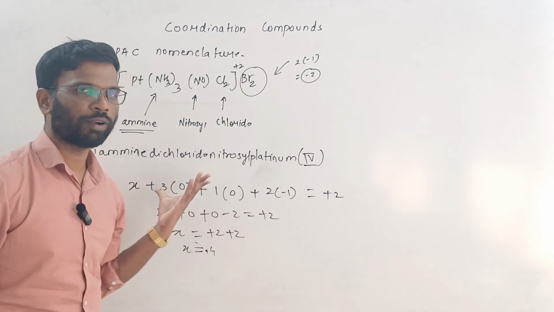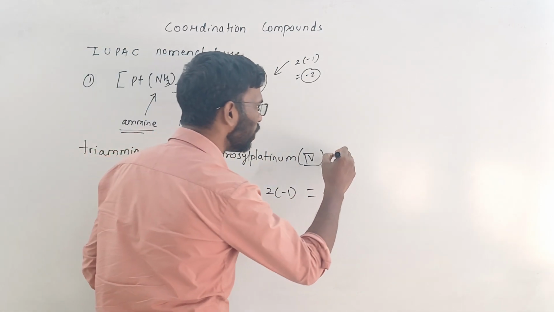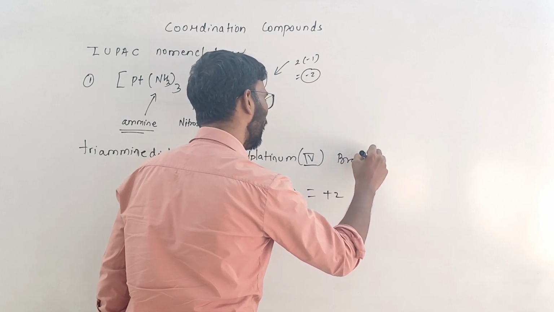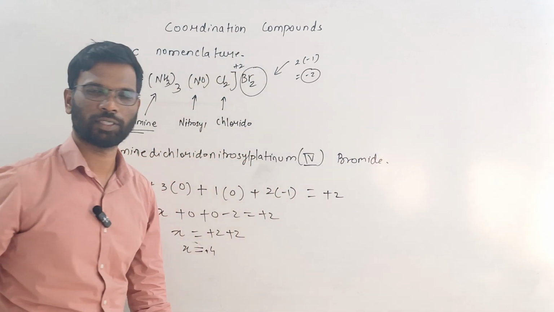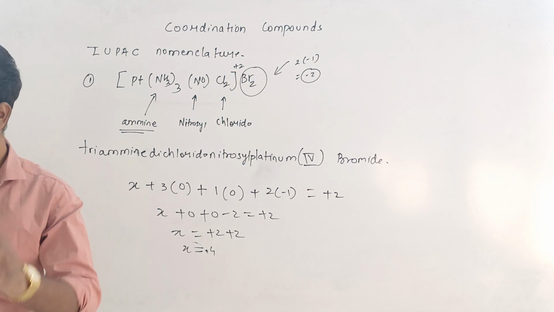Then the coordination sphere is done. Then outside it is what? Bromide. Done. This is the IUPAC nomenclature. One more example we'll do.